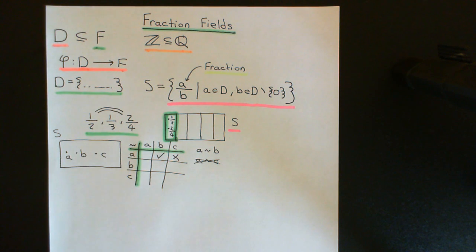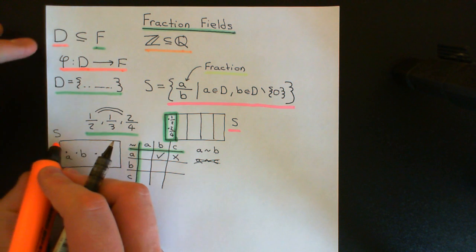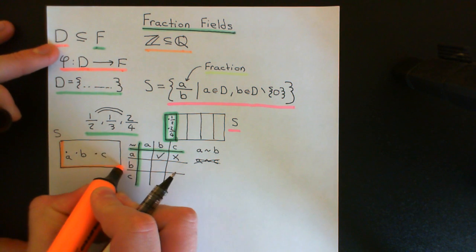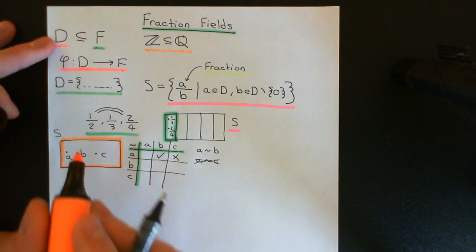So that's what an equivalence relation truly is in its most crude form. It's just a great big table of ticks and crosses in this way.